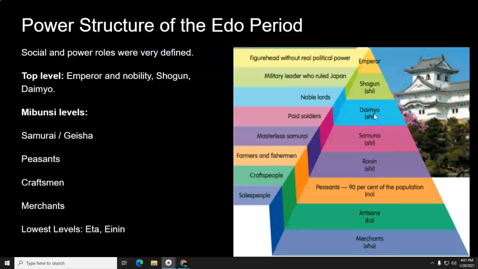They lived more in the country than in the city. Under the peasants were the craftsmen who made things, and then the merchants who sold things. And at the very bottom, so far on the bottom that it's not even on the diagram, are the lowest level, the eta and the hinin. These are two levels that were considered to be unclean, and they were people who were butchers and undertakers and street cleaners and anybody who dealt with either death or waste or things of that nature.